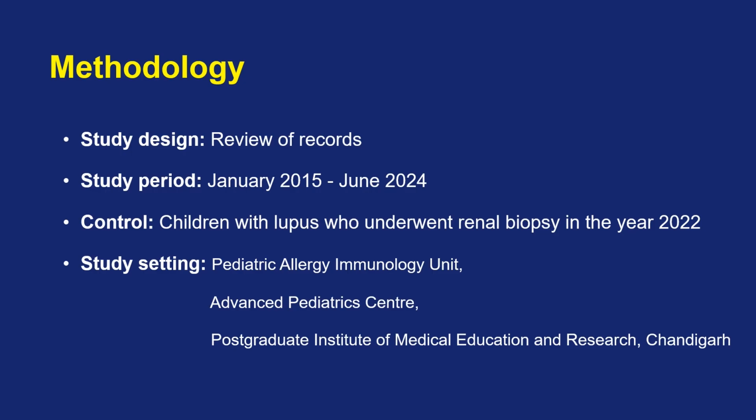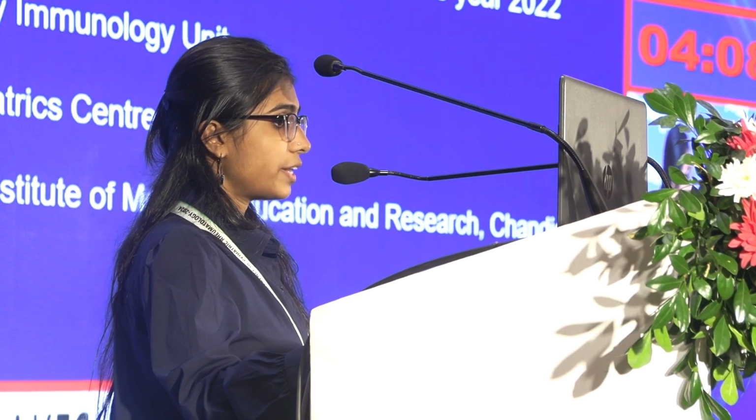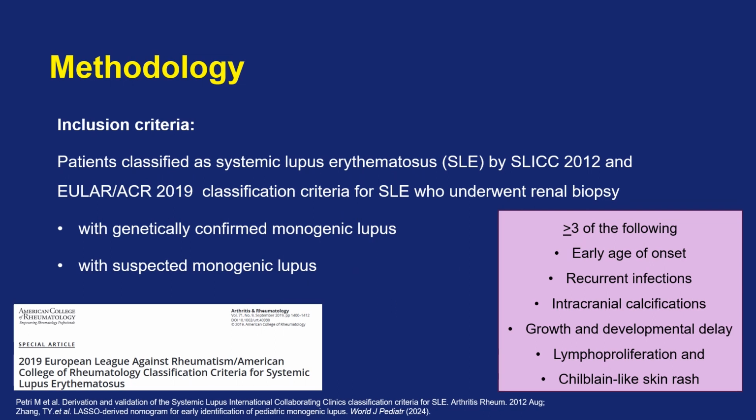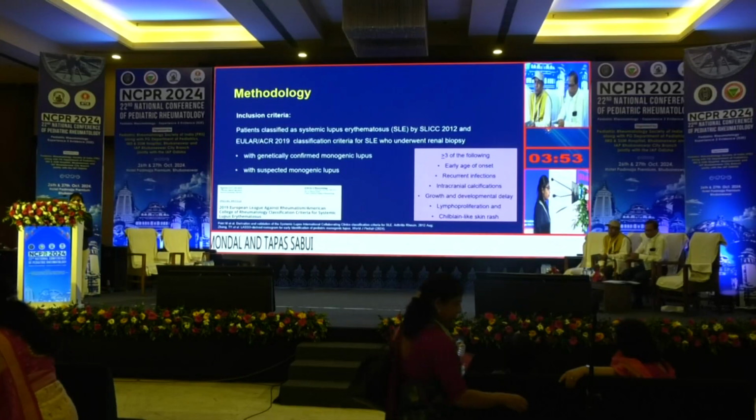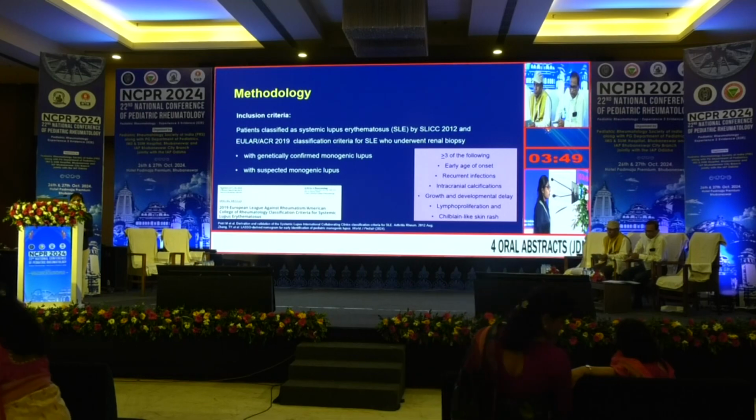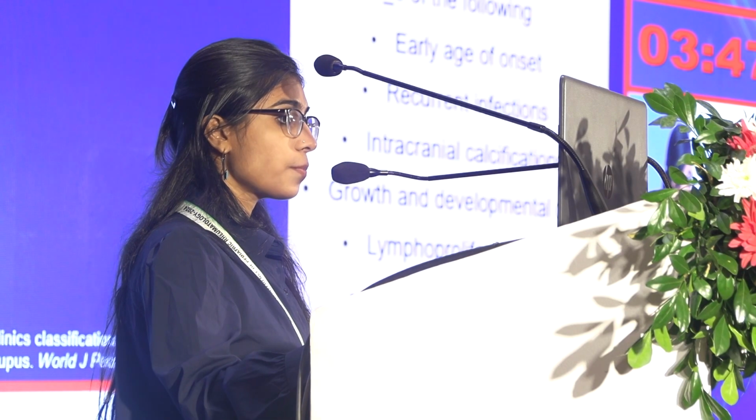Patients with monogenic lupus were enrolled from 2015 to 2024, and all children with lupus who underwent renal biopsy in the year 2022 were taken as controls. Patients classified as lupus by SLICC 2012 and EULAR/ACR 2019 criteria who underwent renal biopsy, with genetically confirmed monogenic lupus or suspected monogenic lupus, were enrolled. The suspicion of monogenic lupus was made when 3 or more of the following criteria were satisfied.